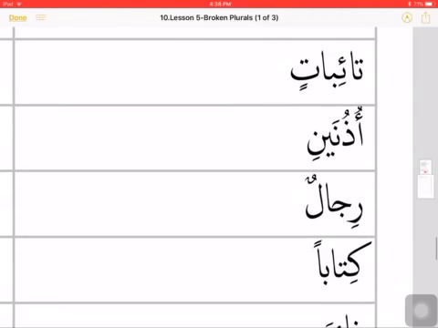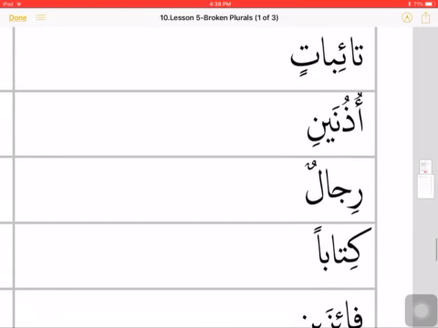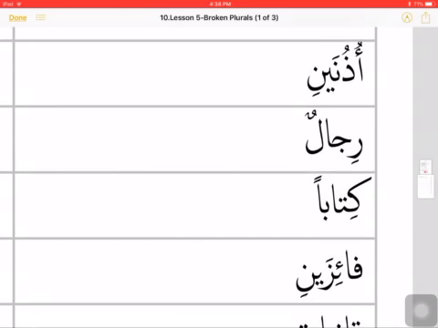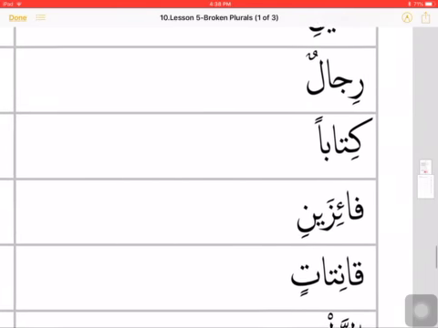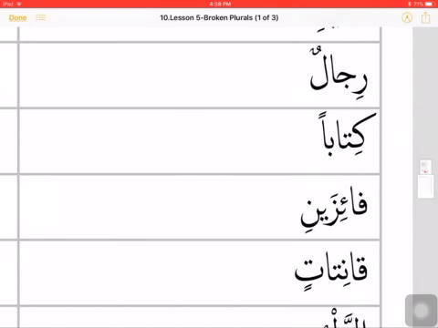It's in the story. Ta'ibatin has the ending atin. This is a jama mu'annath salim. It's a mu'annath word. Repenting women. Udhunaini has the ending aini, dual ending. So it's talking about 2 of something. If I remove the ending, I'm left with the original word udhun. Udhun means ear. Udhunain, 2 ears. Mu'annath word, muthanna word.